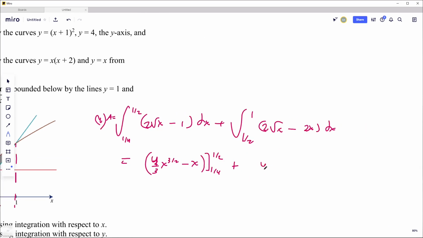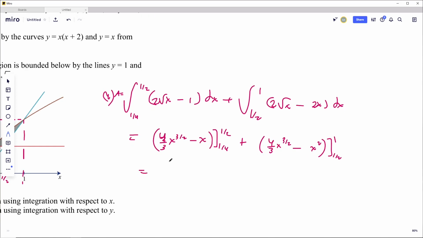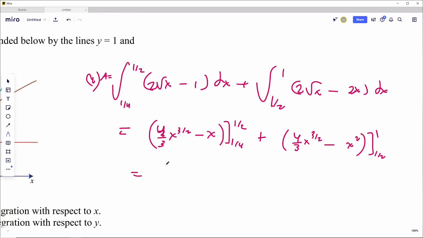Plus, again, same thing, 4 over 3 x to the power of 3 over 2, minus x squared over 2. 2 cancels. So it's nice sometimes to do things mentally. Sometimes it's faster than a calculator. Sometimes. And it's also nice to train your mind from time to time.